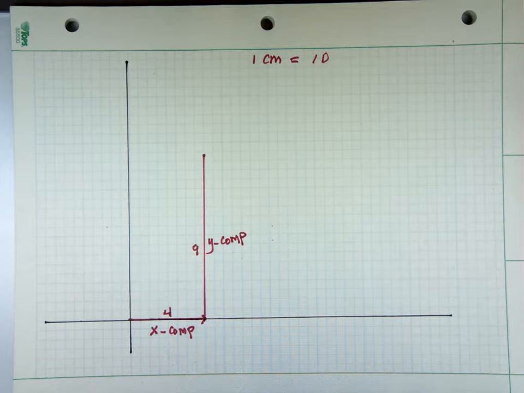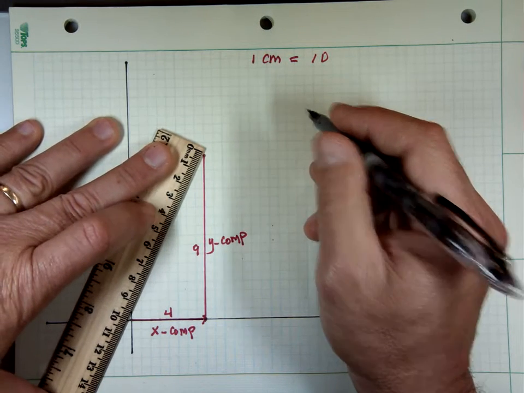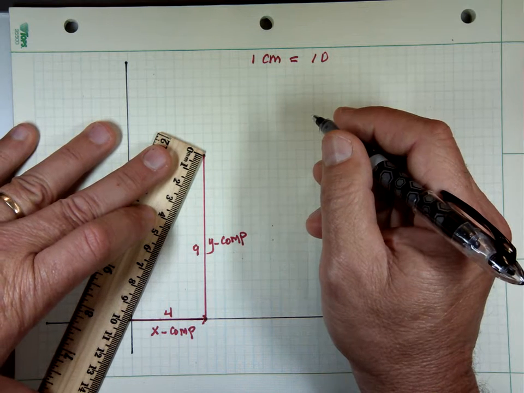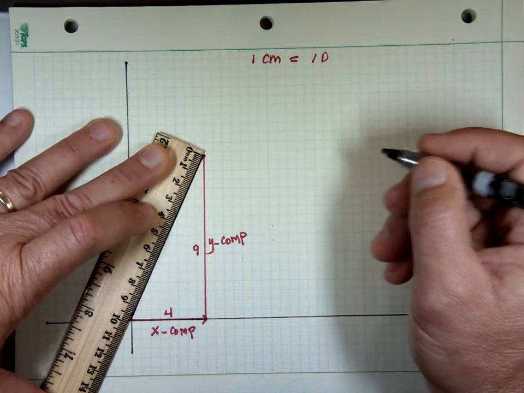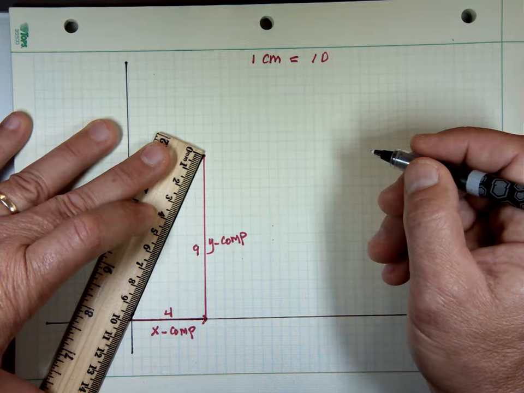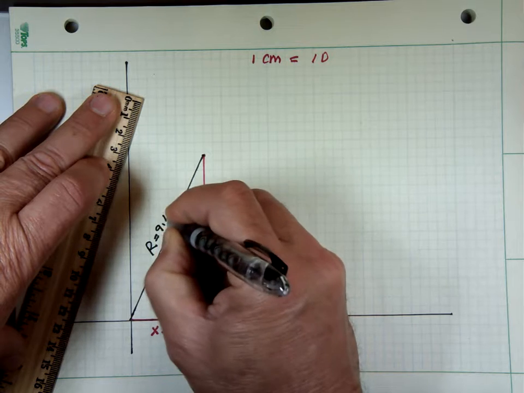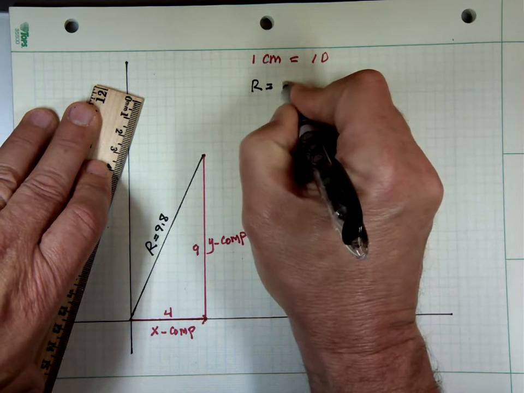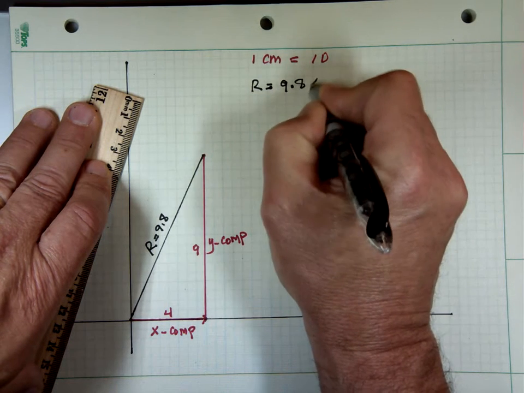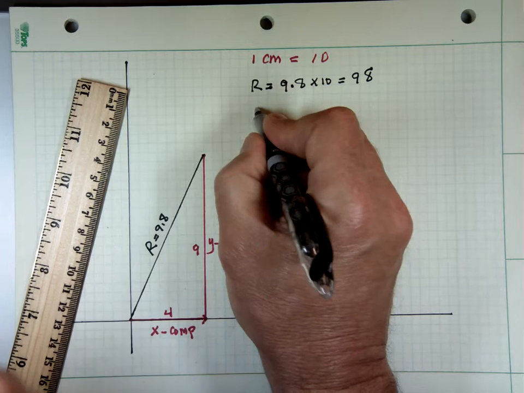Can we get what r and theta is? R will be this one, which looks like a little bit less than 10. 9.8 maybe. So with my scale being 10, R is probably what? 9.8 times the 10, which is what? 98. And how do we figure what theta is, the angle?